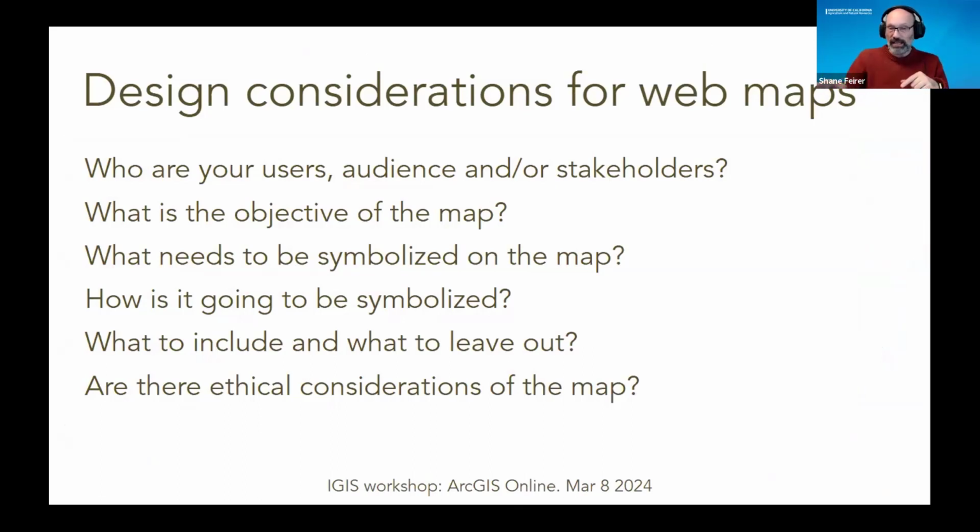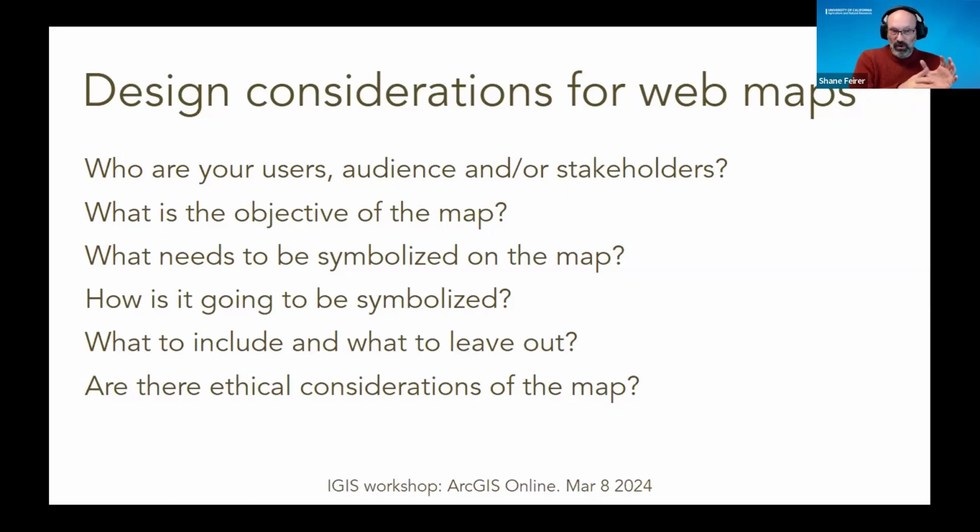What needs to be symbolized on the map? And how is it going to be symbolized? One thing to keep in mind when we develop maps, and everyone should think about this, especially when symbolizing, is color blindness. Keep in mind the different colors that you shouldn't be using, reds and greens, for instance, just to really make sure that everyone can interact and get the most out of your maps.